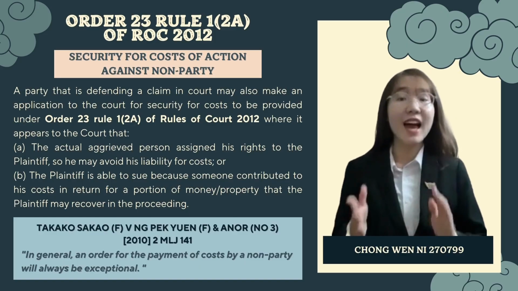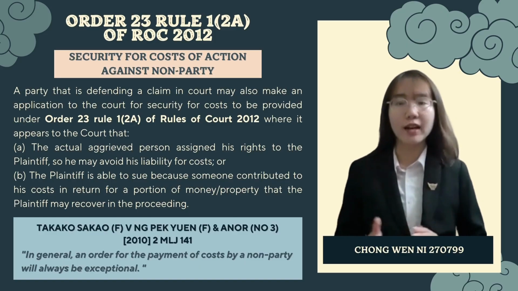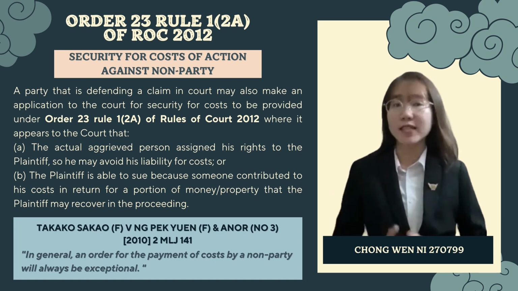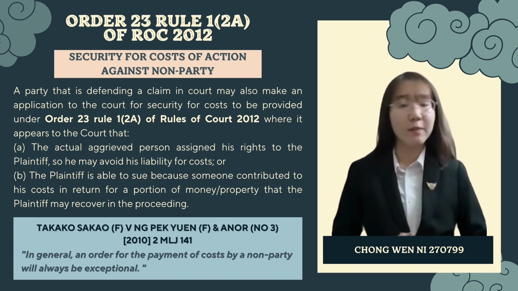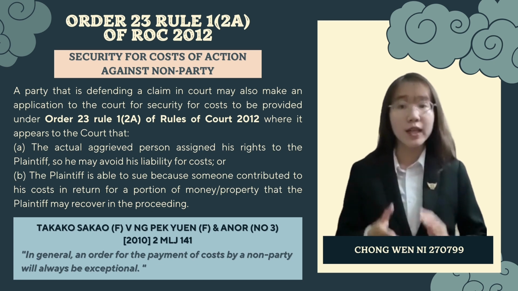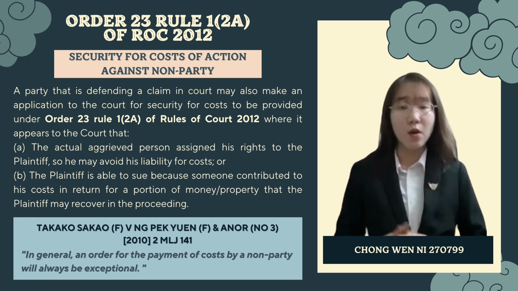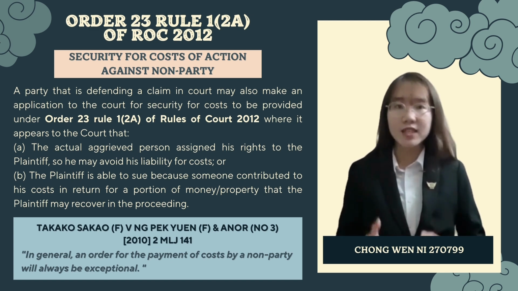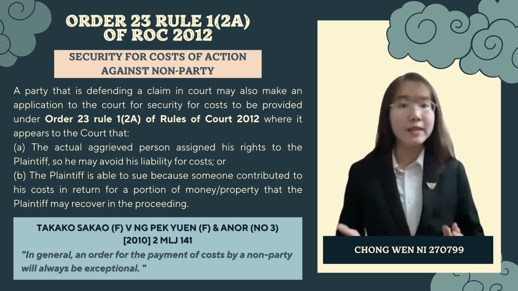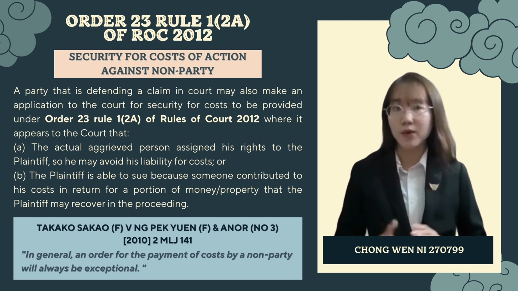Moving on, other than as stipulated in Order 23 Rule 1, Paragraph 1 and Paragraph 2 of the ROC, a party that is defending a claim in court may also apply for security for costs under Order 23 Rule 1, Paragraph 2A of the ROC, where it appears to the court that the actual aggrieved person assigned his rights to the plaintiff so he may avoid his liability for costs, or the plaintiff is able to sue because someone contributed to his costs in return for a portion of money or property that the plaintiff may recover in the proceeding.